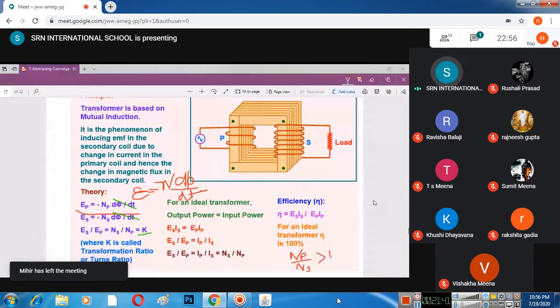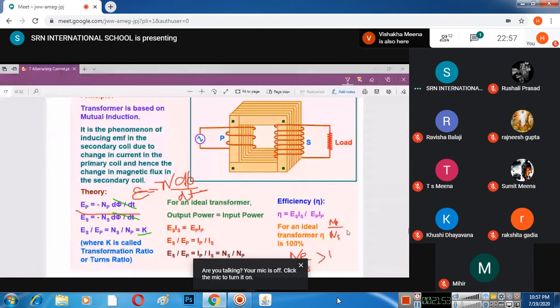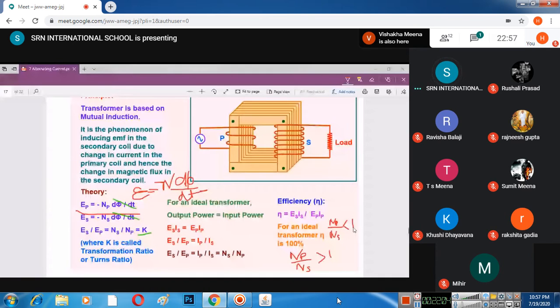Then this is a step down transformer. If your NP divided by NS is less than 1, that means the number of turns in the primary is less as compared to the number of turns in the secondary. That means this is a step up transformer. Is it clear, beta?